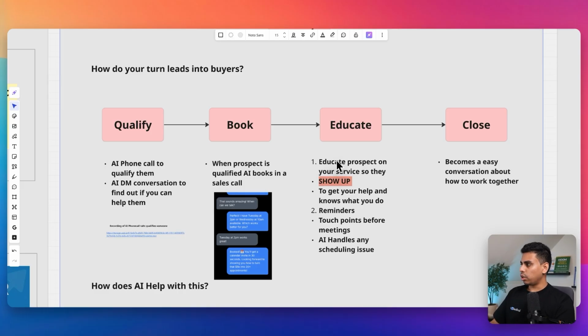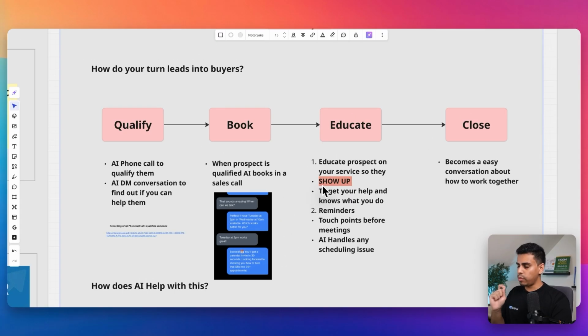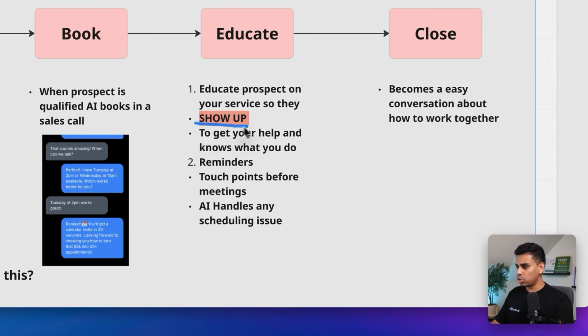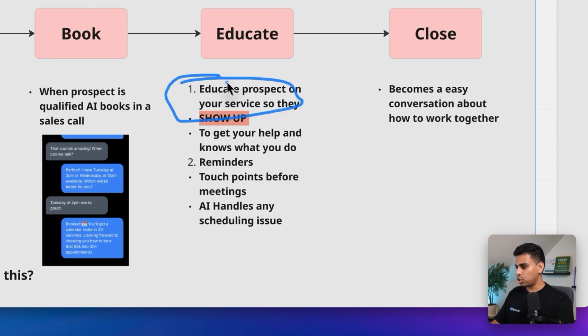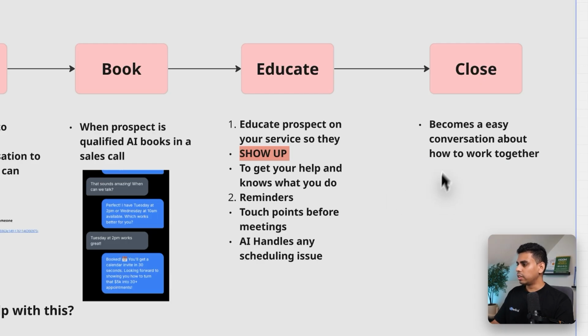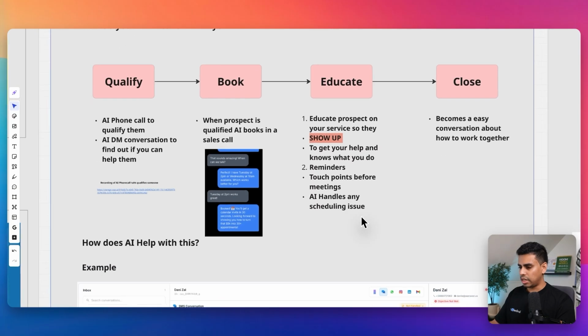And even in the call, and even after calls, there are sequences that happen where you're educating the prospect so they show up to the next call, which is incredibly important. If you can get your show up rates high, you can make a lot more money. So to make sure all this happens, AI is handling all the education so it shows up. It's getting them to know the most important information. It's going to be following up on touch points and handling any scheduling issues, which means the sale becomes very easy and just a conversation about how they can work together. I think I have some examples down below as well.